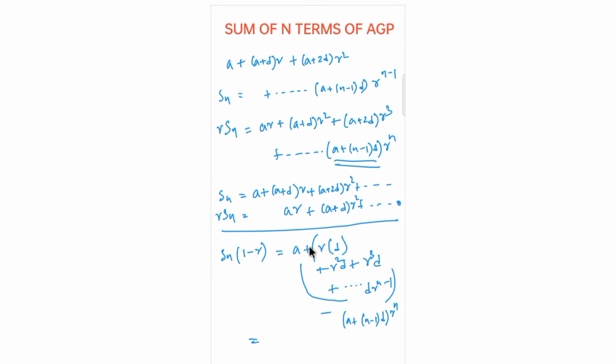You can just take the d common and check it out, it's a geometric progression. So for that you will get a general expression in this way: a plus dr into (1 minus r power n minus 1) divided by (1 minus r). Here dr is the first term, into (1 minus r power n minus 1) because n minus 1 terms are there, divided by 1 minus r, minus (a plus (n minus 1) d) into r power n. Alright, this is what you want to get.